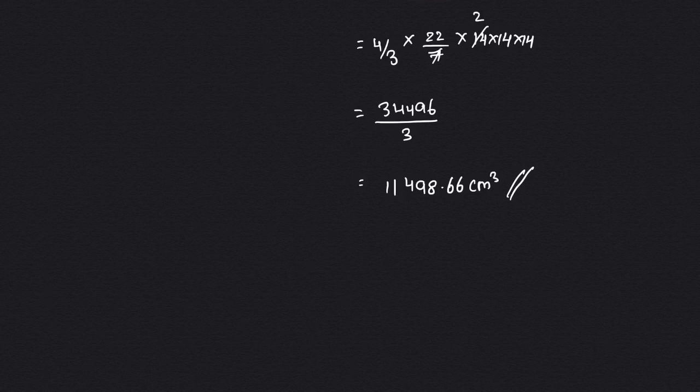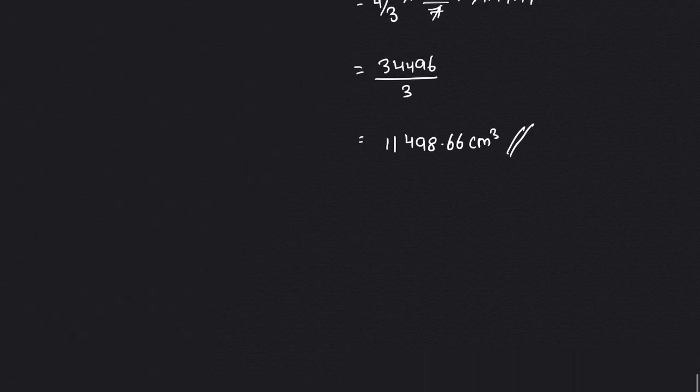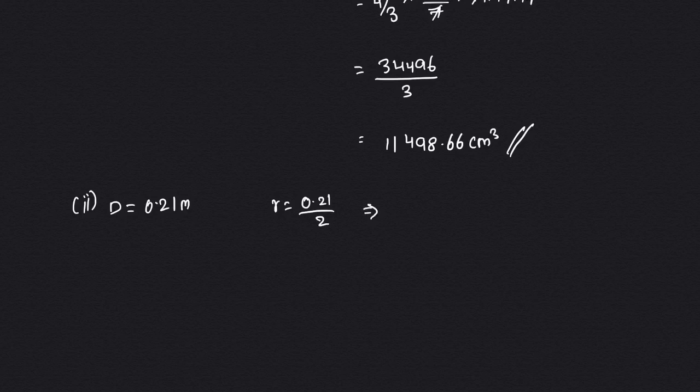Then move to the second part of question number 2. The same process only. The value is 0.21 meter. So this is not a radius, it's a diameter. Radius is equal to this one divided by 2. So radius is equal to 0.21 divided by 2. The final value is equal to 0.105 meter. So again the same story.